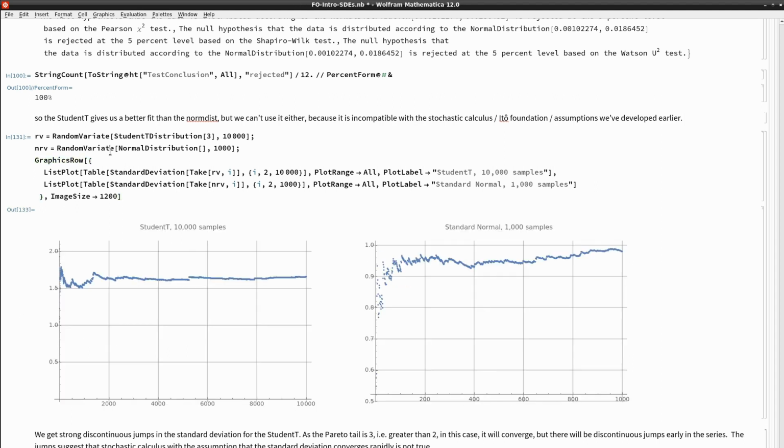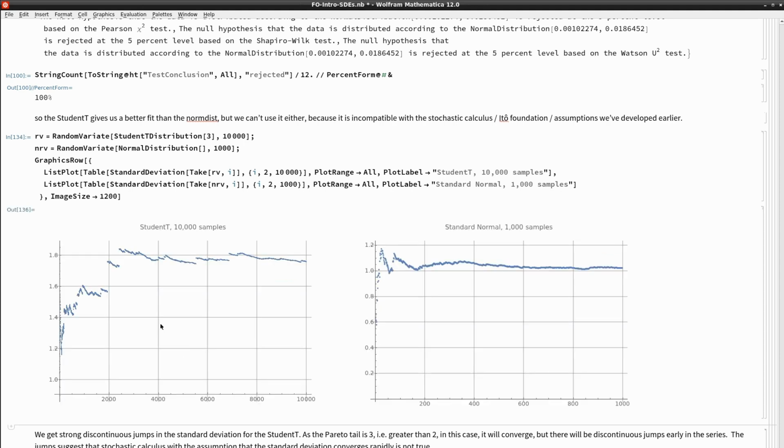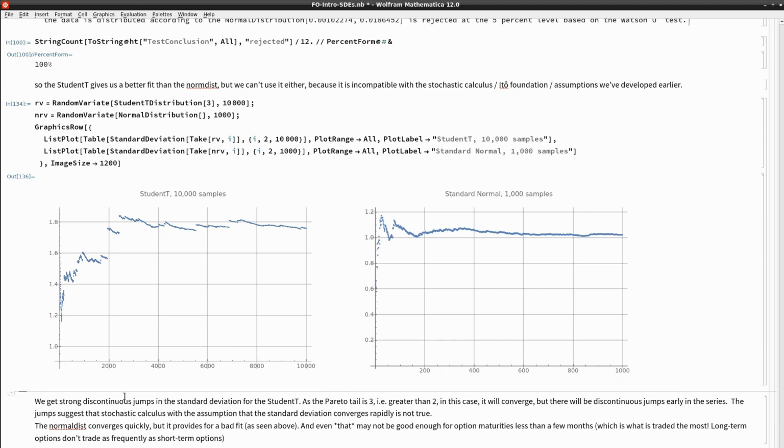The student T is too jumpy, the convergence over time happens too slow, and I think we see this by comparing 10,000 student T samples against 1,000 normal samples, right? The normal converges much faster. So we get strong discontinuous jumps in the standard deviation of the student T, and we see that the Pareto tail is 3, that means greater than 2. And in this case, it will eventually converge, but there will be discontinuous jumps early in the series. You see these jumps here, and convergence happens much later.